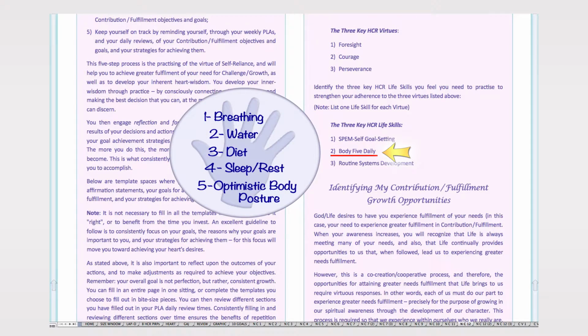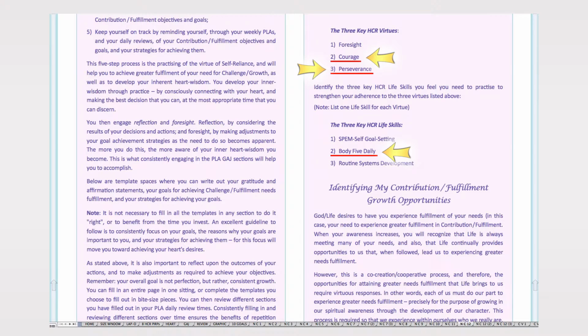Body 5 Daily is about the 5 key practices for body health: breathing, water, diet, sleep, rest, and optimistic body posture. These are all key to optimizing body function and feeling well, which makes it much easier to be courageous and to persevere. Routine systems development is also the practice of foresight, and because it helps you stay on top of that which is most important in supporting your efforts, it also makes it easier to be courageous and to persevere because supporting systems help prevent feelings of overwhelm.